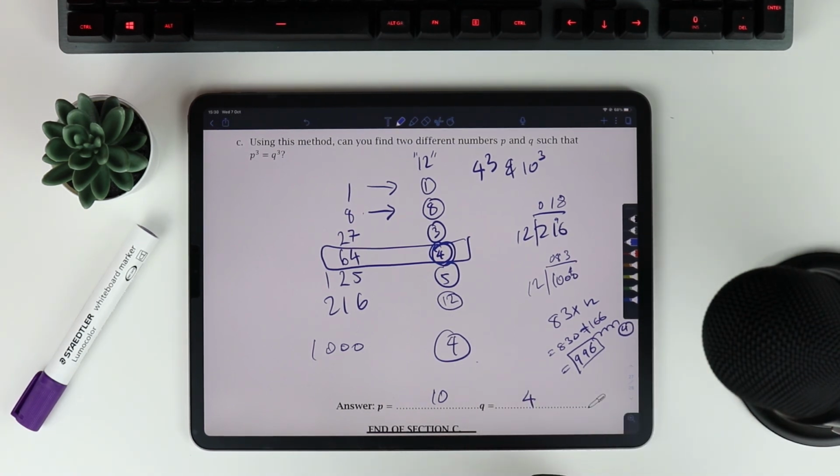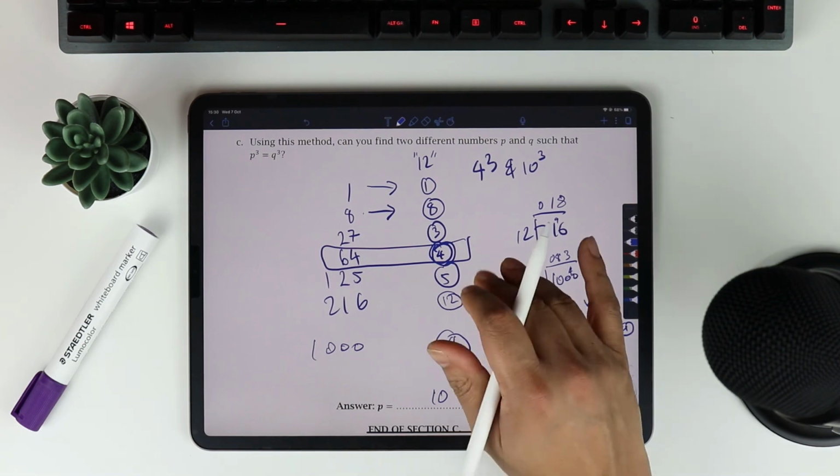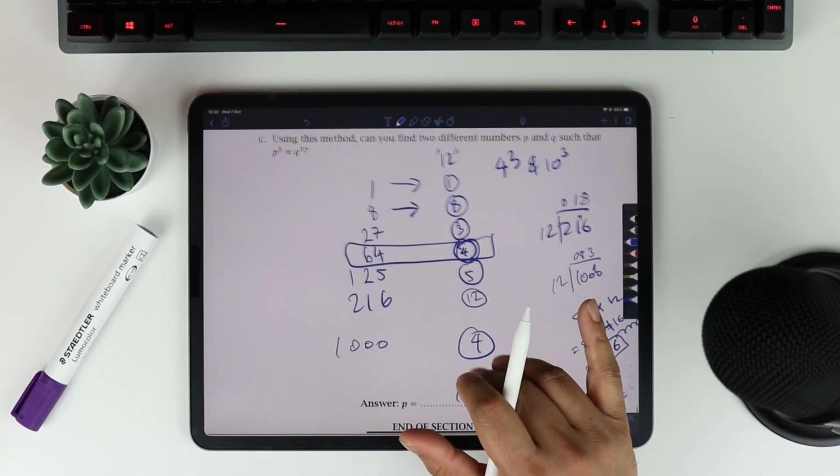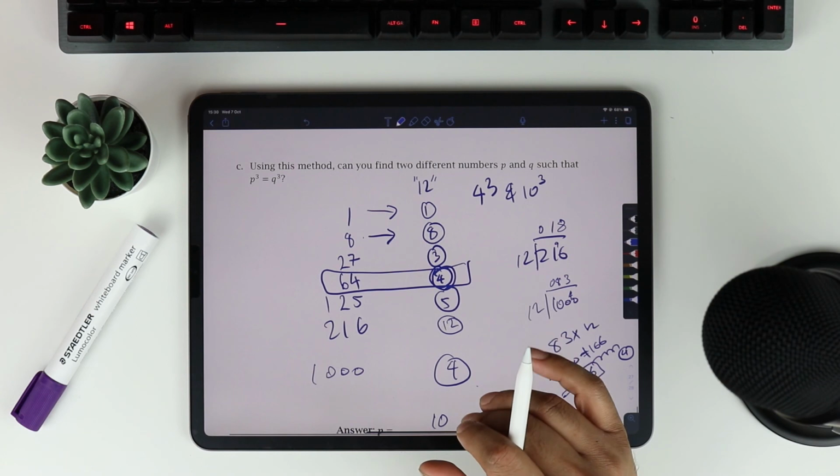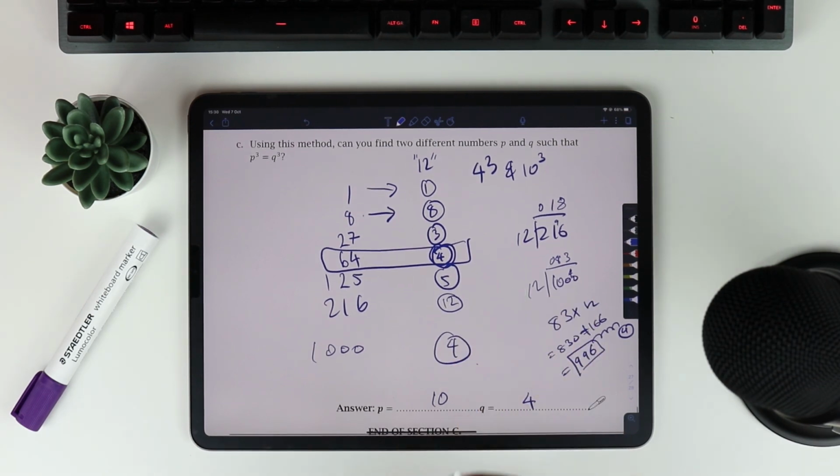So that's a bit of a tricky one. You've got to actually think about that quite a bit. B wasn't too bad, but C was a bit more painful for us, right? So have a think about that.